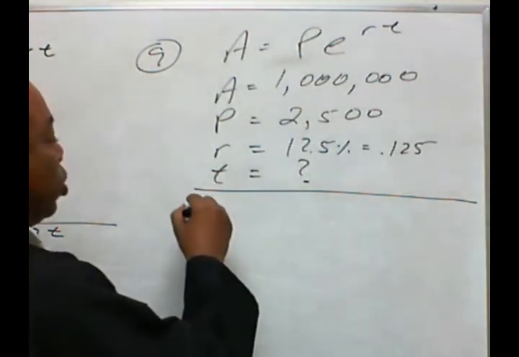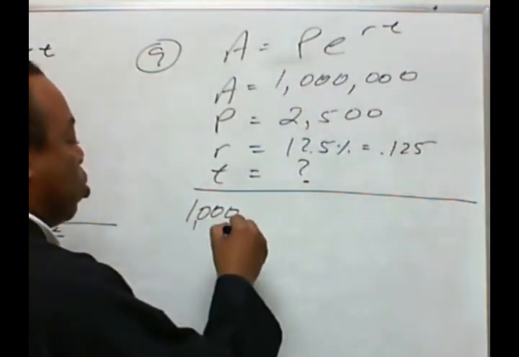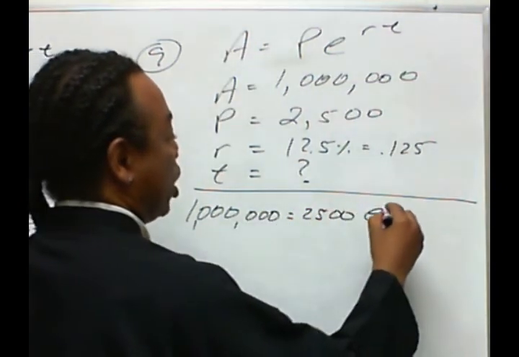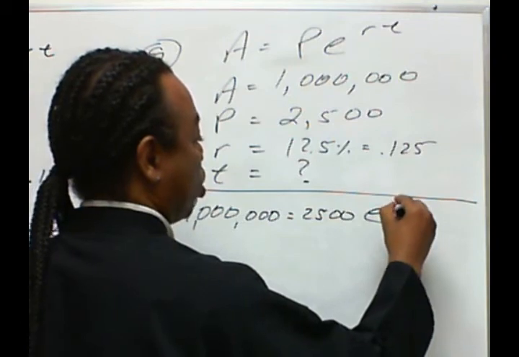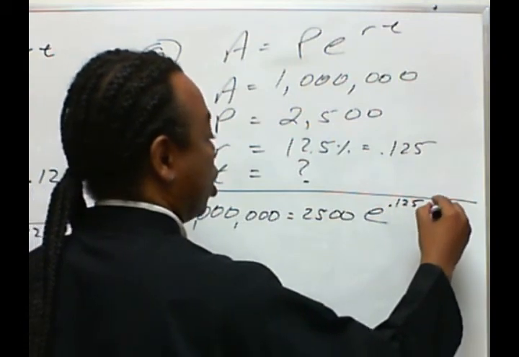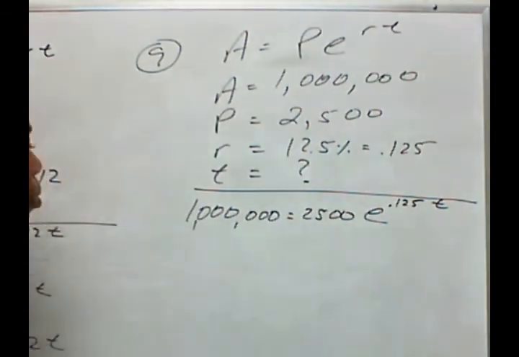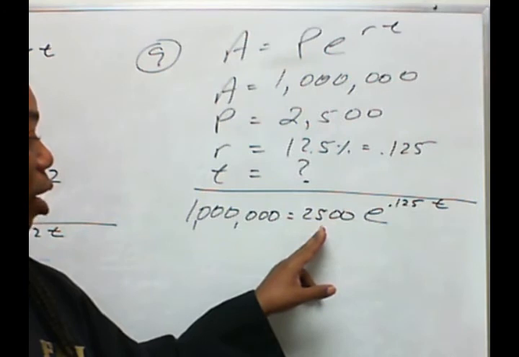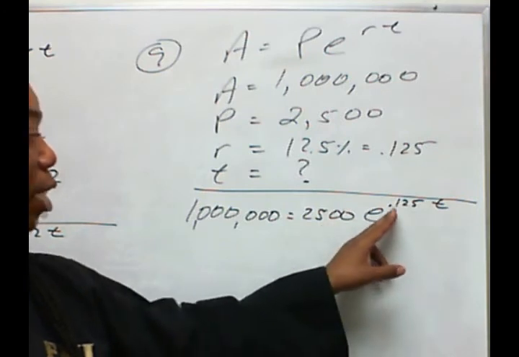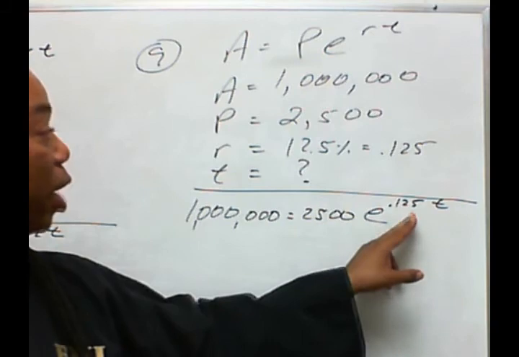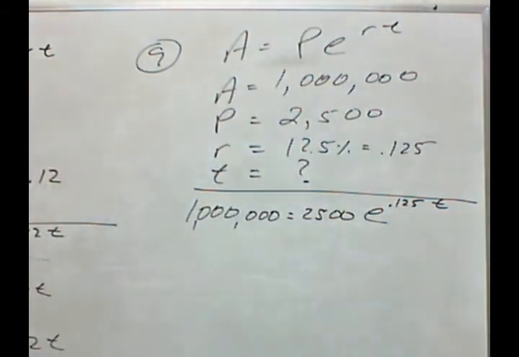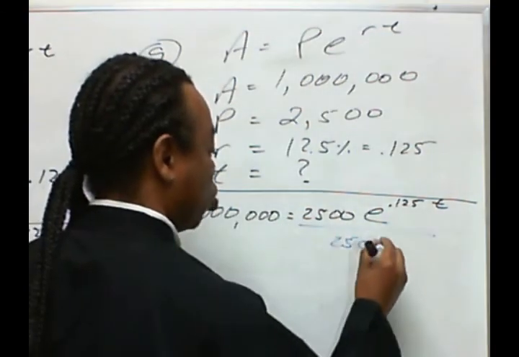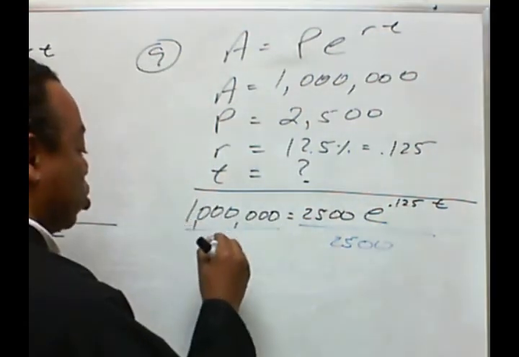Okay, so this will be 1 million equals 2,500 e to the 0.125T. Alright, so it'll take 3 steps to solve for T. Removing the 2,500, removing the e, and removing the 0.125. Okay, let's divide everything by the 2,500 first.